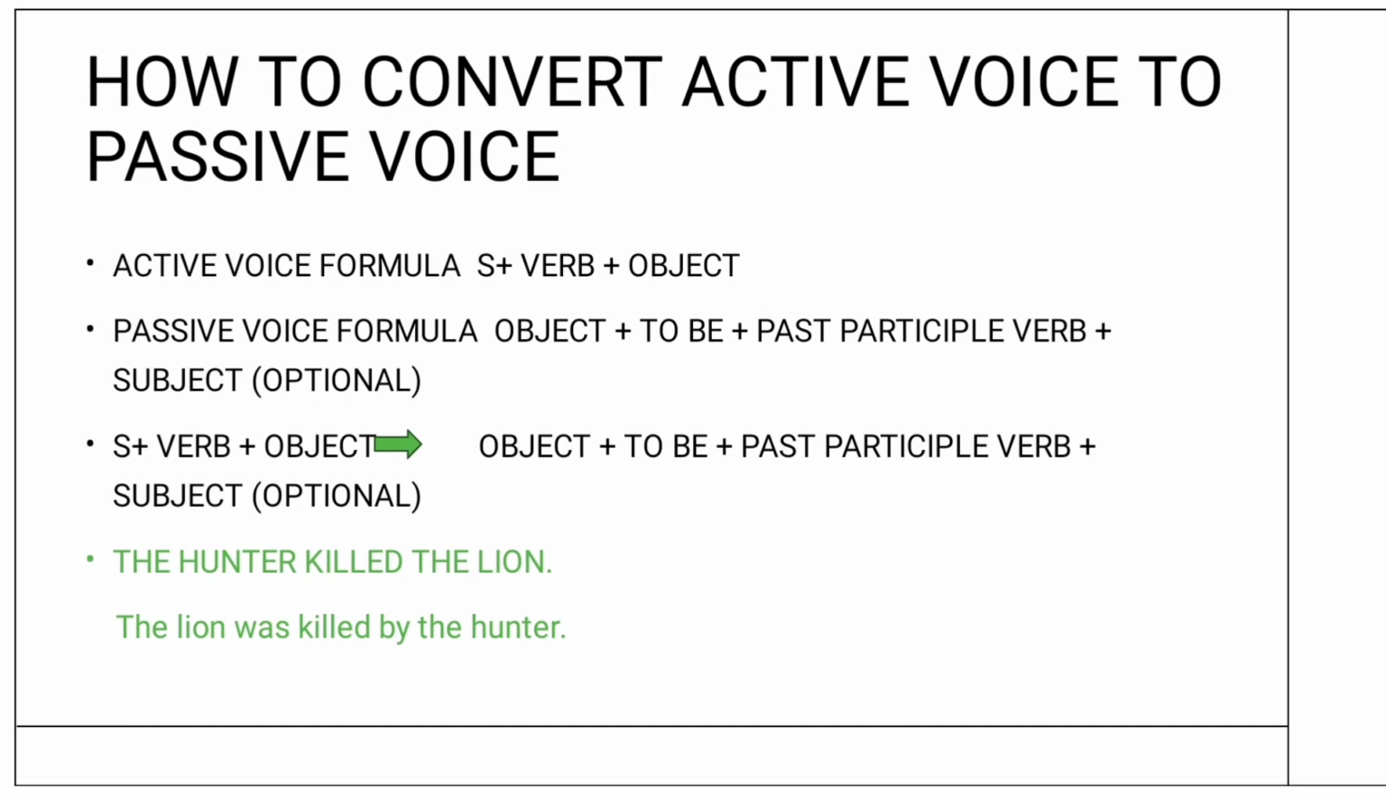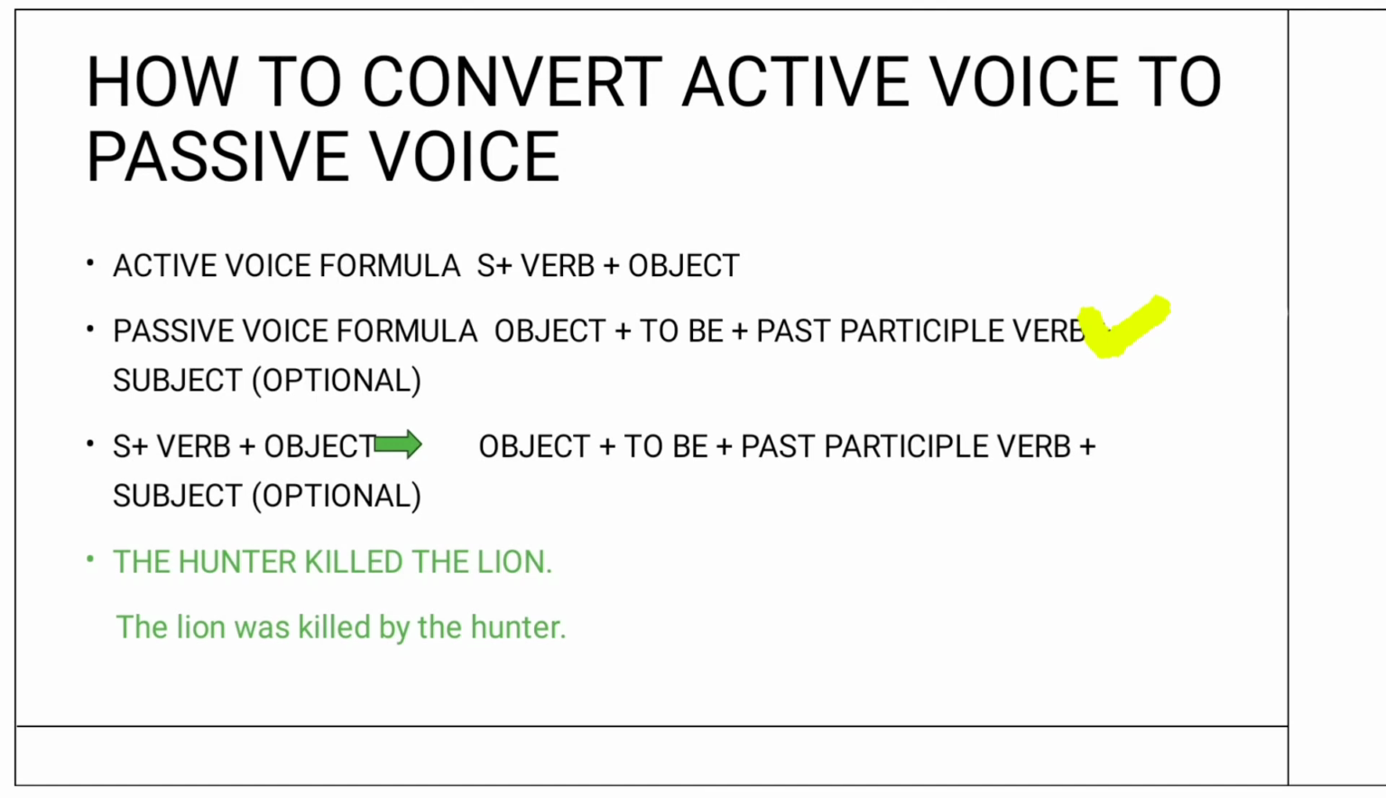Okay, we know the active voice formula. That is a normal formula: subject plus verb plus object, right? So here it comes. The passive voice formula: the object of the active voice will come into the subject place. So here we have to replace it with the object, plus we need to add a be form according to the subject, plus the past participle verb, which is the V3 form of the verb.